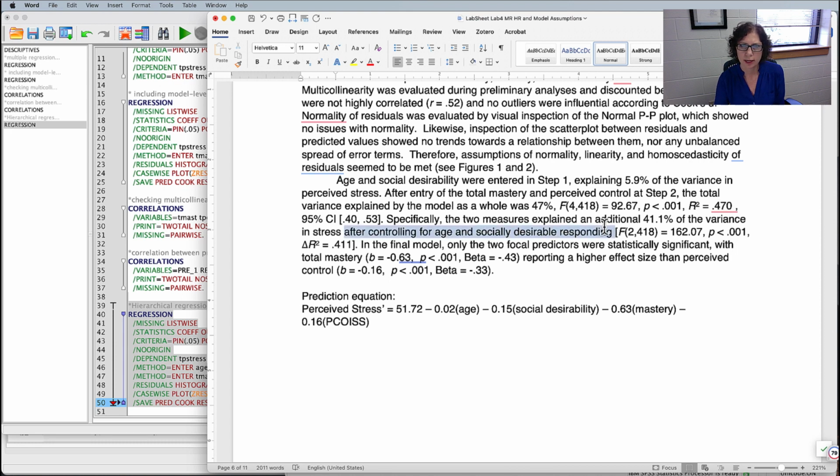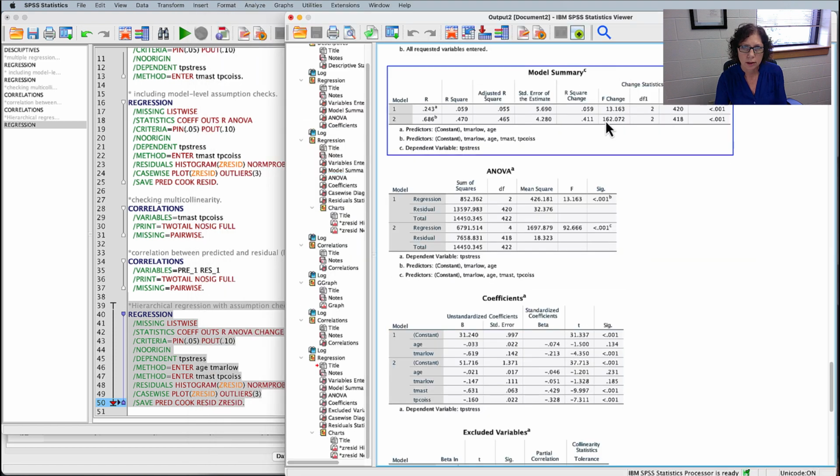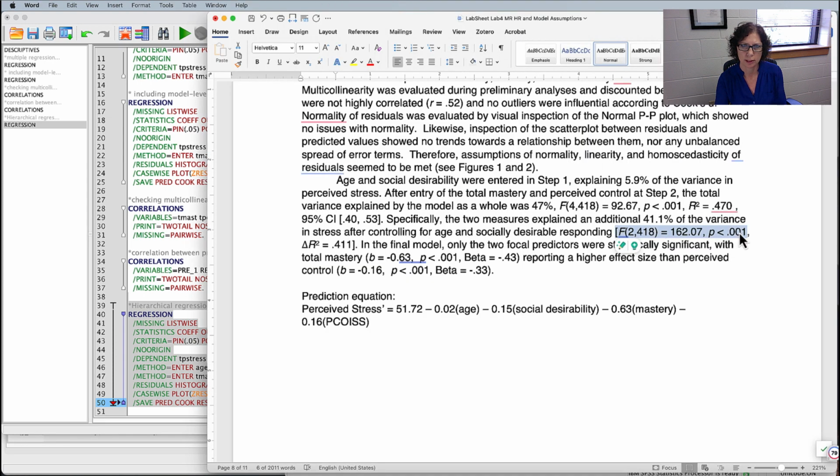After controlling, so that's the partial F test right here. F, 2, 418, 162, significant, and the R squared change. That delta stands for a change in R squared. So this stats information is up here, our partial F test. Our F 162.07, degrees of freedom 2 and 418, and our R squared change. That's what we're seeing right there.